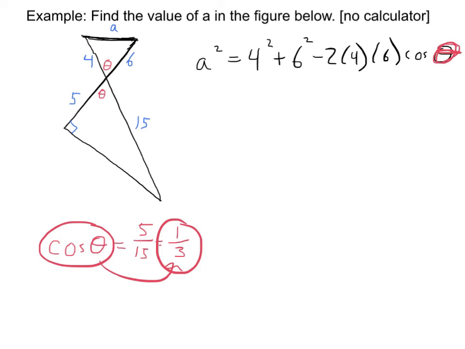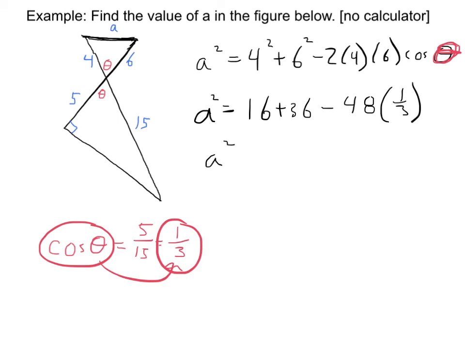This means that A squared is equal to 16 plus 36 minus 48 times 1/3. A squared is, what is this? 52 minus 48 times 1/3 is going to be 16. So A squared is 36, which means A is 6.